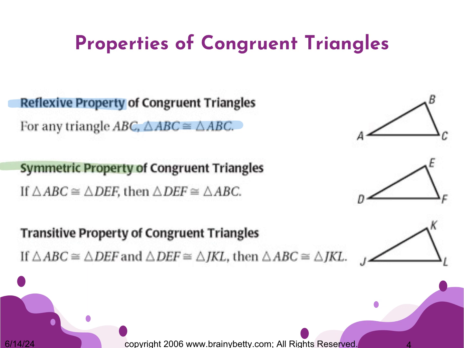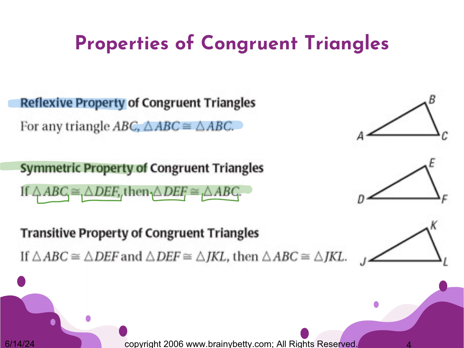Symmetric property of congruent triangles, you're switching the order, it's symmetric. So triangle ABC is congruent to triangle DEF, then DEF is congruent to ABC. I am not changing my letters around. I'm just changing my entire statement around. So please be aware of that.